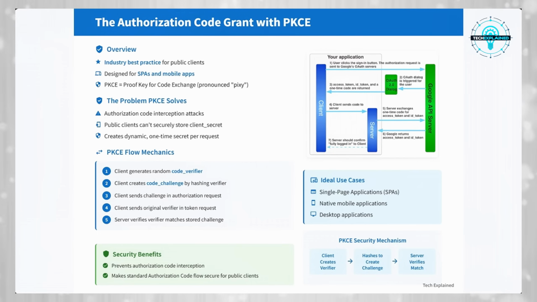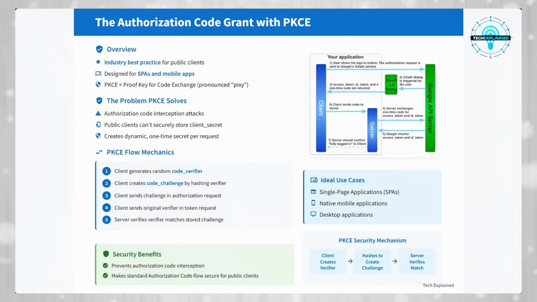The authorization server stores the challenge and associates it with the authorization code it generates. Later, during the token exchange, the client includes the original unhashed code verifier in its request to the token endpoint. The authorization server receives this code verifier, applies the same hashing algorithm specified by the code challenge method, and compares it to the code challenge it stored earlier. If they match, it proves that the client making the token request is the same one that initiated the authorization flow. Only then does it issue the access token.